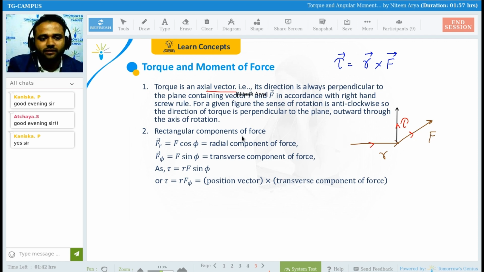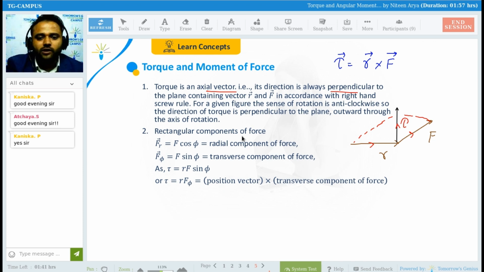So torque is an axial vector. It is going to give you the axis. It is around the axis, and its direction is always perpendicular to the plane containing r and F. As you can see, this is the plane containing r and F. So it is going to be perpendicular to that, either in the upward direction or in the downward direction. Clear? Is this clear?